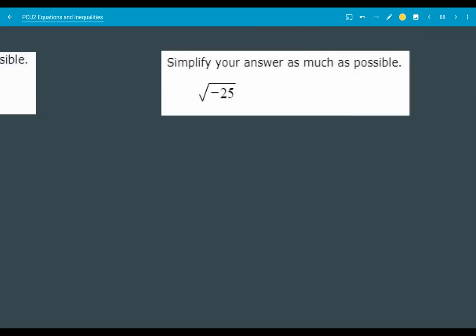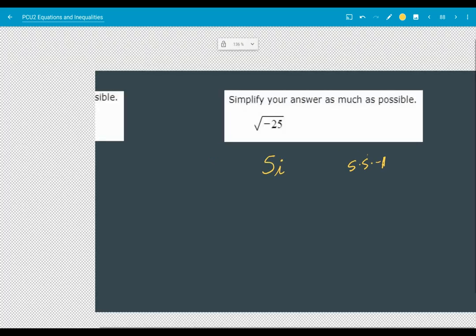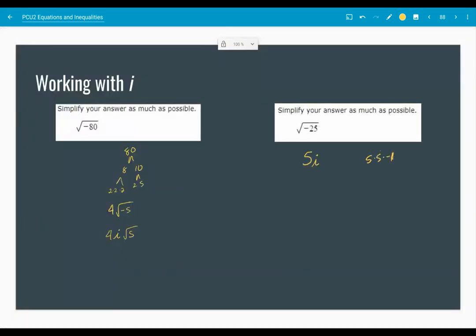If you look at the other example, 25 is a perfect square. So we know the square root is 5, but we have that negative, so it's going to be 5i. Because in that radical, it's 5 times -1. The square root of -1 is i, and then the square root of 25 is 5. So that's working with i.